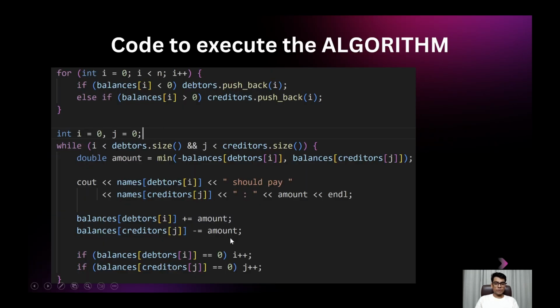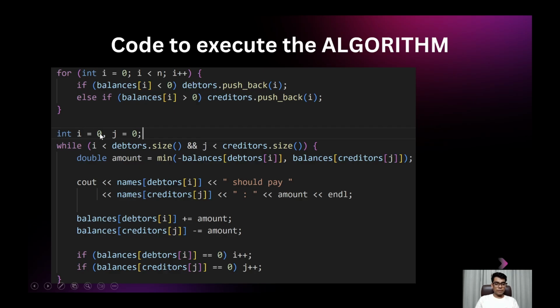This is the code to execute the algorithm. First of all, I will just push back i, that is the index, for i equal to 0 till i equal to n. If the balance is less than 0, the person is a debtor, and I have created a vector debtor. I don't know how many debtors there are, therefore I'm going to push back. If the person with index 0 is a debtor, the first element of debtor would be 0. And if the person with index 1 is a creditor, the first element of creditor would be 1.